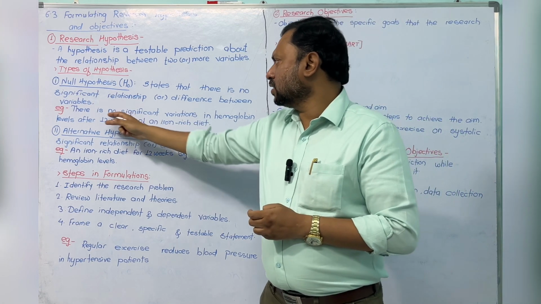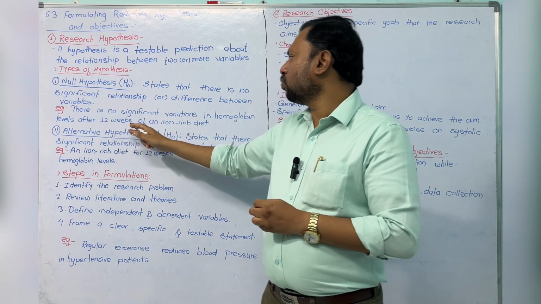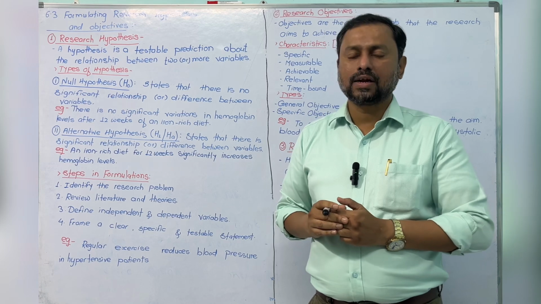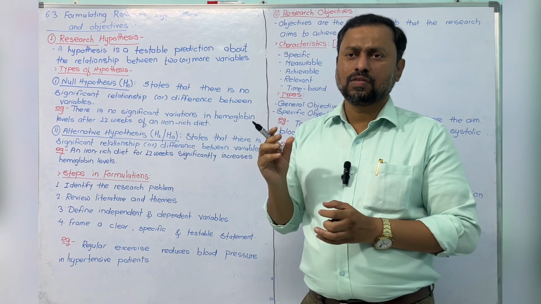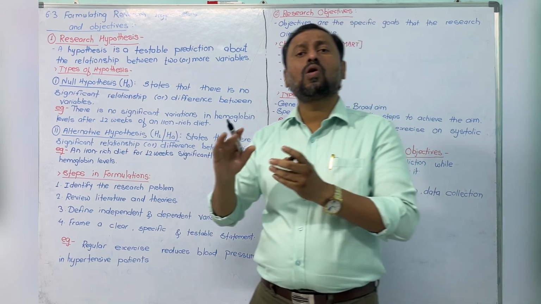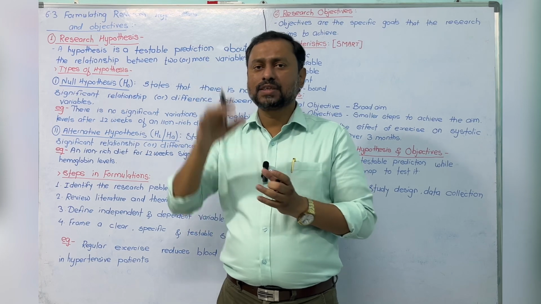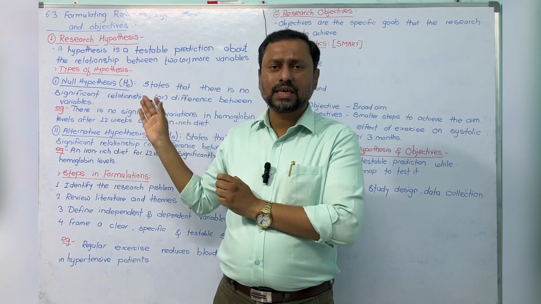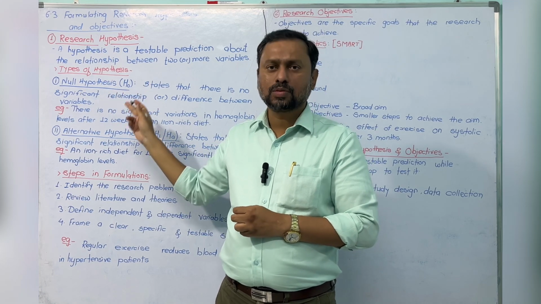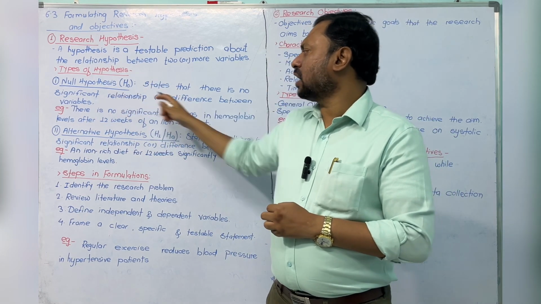Example: there is no significant variation in hemoglobin level after 12 weeks of an iron rich diet. If you give someone 12 weeks of iron rich diet, there is no increase of the hemoglobin. This one you have to disprove. The aim behind taking the null hypothesis in your synopsis and thesis is that you have to disprove that this is correct.